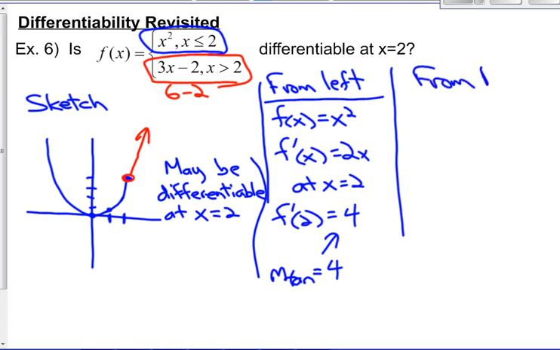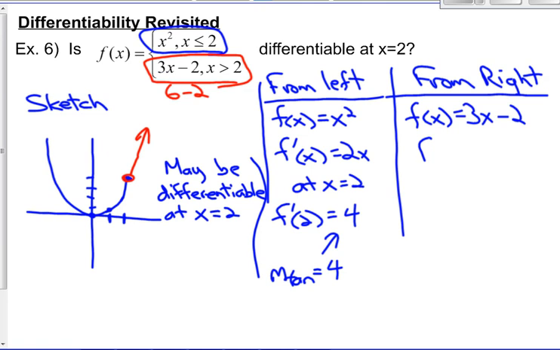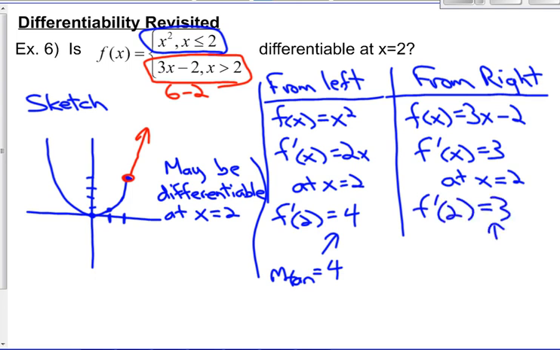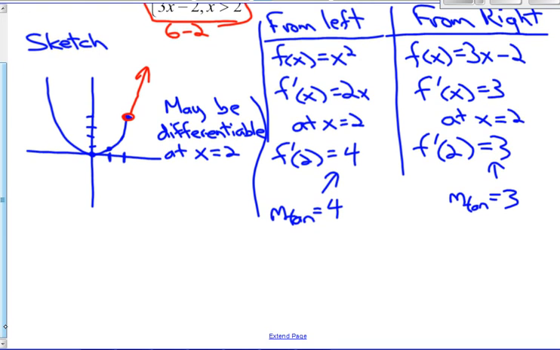Let's see what's going on from the right. From the right, the function's defined by 3x minus 2. That has a derivative of 3. And at x equals 2, since there are no x's in there at all, it's still going to be a 3. Ooh, that says that the tangent from the right is 3. Since those are not equal, it's not differentiable at that point.